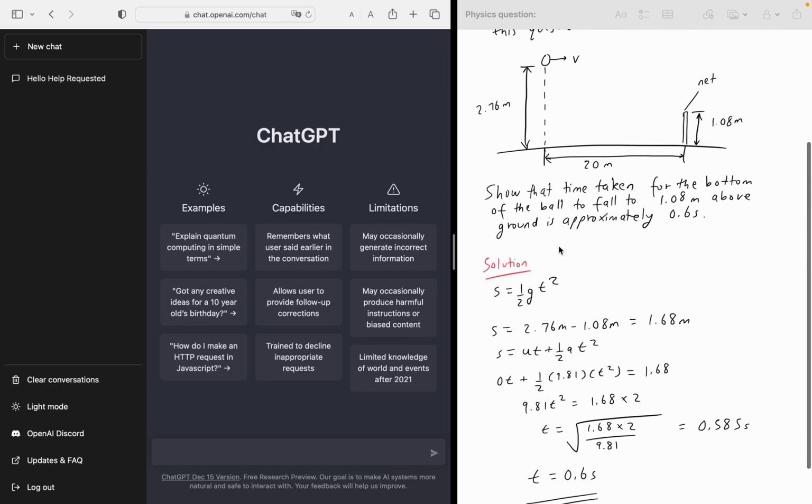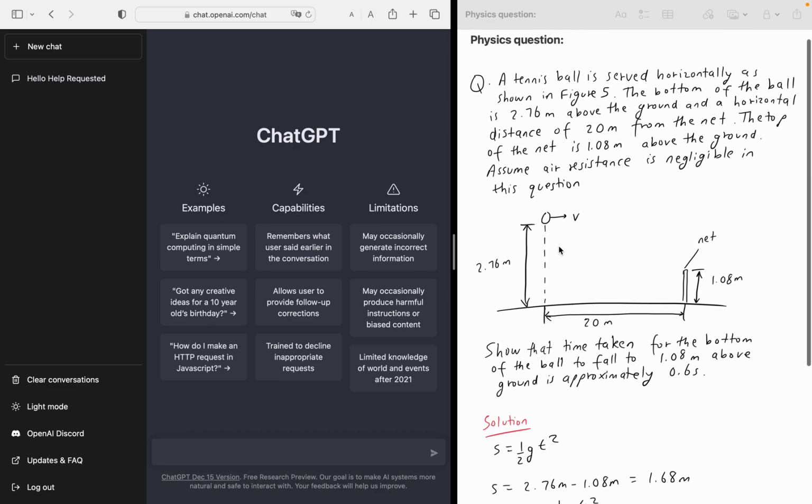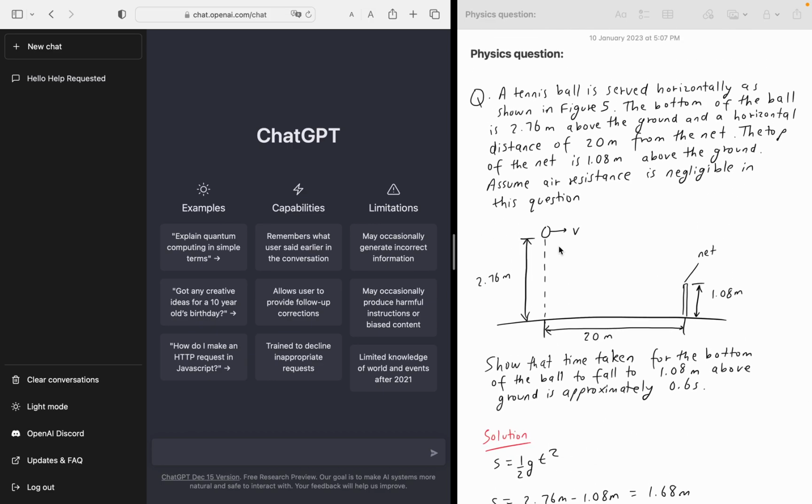I've also written down the solution, so we can cross-check what ChatGPT's solution has given to us. We can see whether ChatGPT can actually solve a physics-related question like this. This is just for fun purposes only.